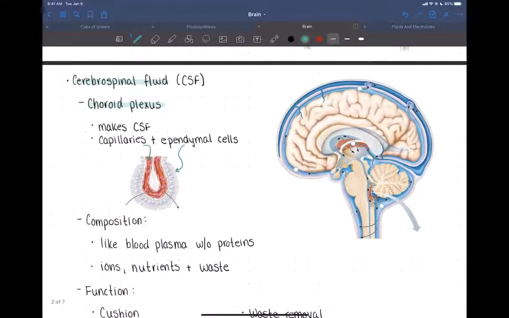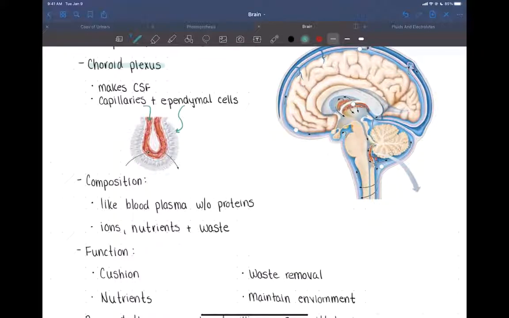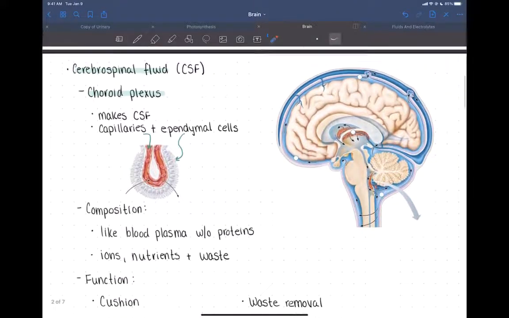And that is helping to make the CSF, right? And so that CSF is made from the plasma of the blood. So when we talk about the composition of CSF, it essentially is blood plasma, but without the large proteins that are found in blood plasma, because they would be too large to get through the capillary wall and past those ependymal cells. But it's going to contain a lot of ions, nutrients, and some waste products, which can then be put back into the blood at that superior sagittal sinus and filtered out as a waste product.